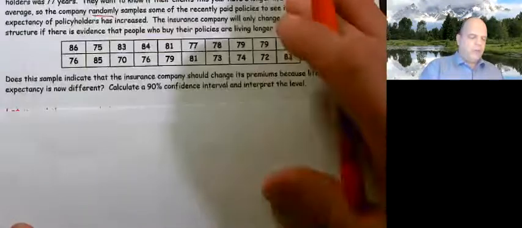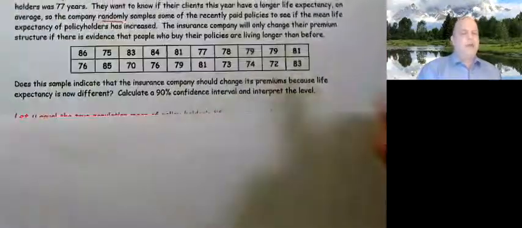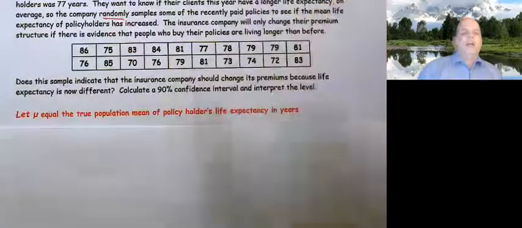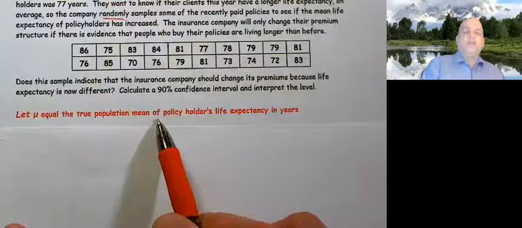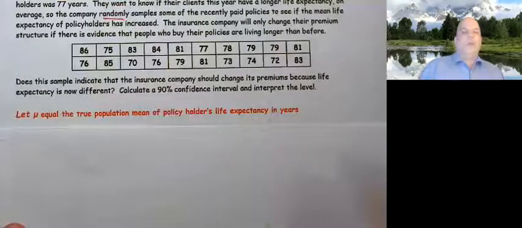All right, so first thing, make sure you're looking at your recipe, but we always have to define the parameter. So let mu equal the true population mean of policyholders' life expectancy in years. I'd probably shorten that down: true population mean life expectancy.